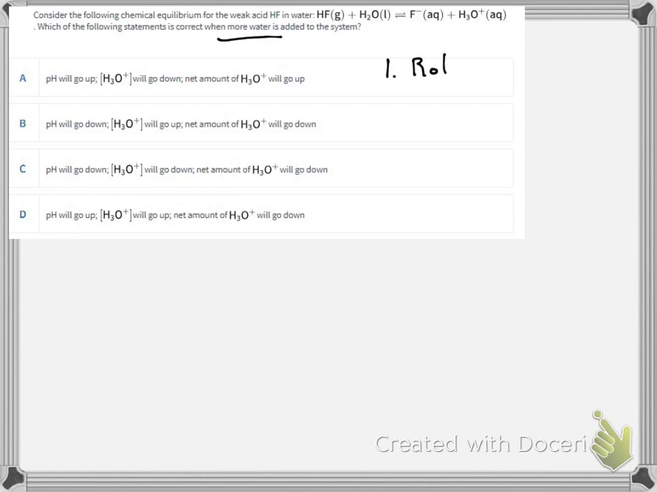All right, so the first step is: what is the role of whatever you're adding? If you're adding HF, what's its role? If you're adding hydronium, what's its role? In this case, we're adding water, and if we look at the role of water in this Ka problem, water acts as a base. It's accepting a proton from the weak acid HF. So right there, that tells you something about what happens to the pH. If you add a base to any solution, the pH must go up.